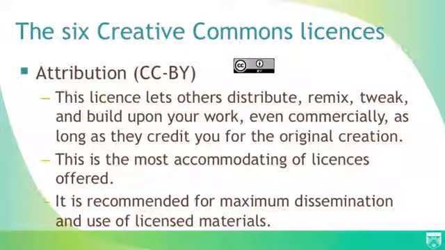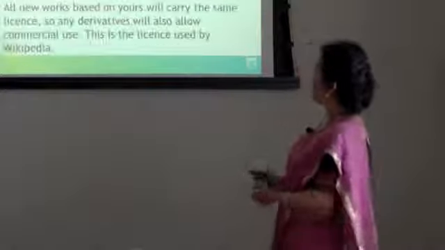Look at the icon there. It just has a figure of a person showing the original creator and says by, and you have a double C there under a circle. So it's Creative Commons by attribution license. These are important because these are the figures that would be used to denote on the work that has been created the kind of license that is being used.